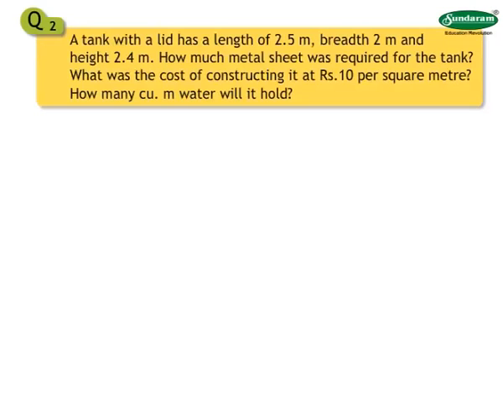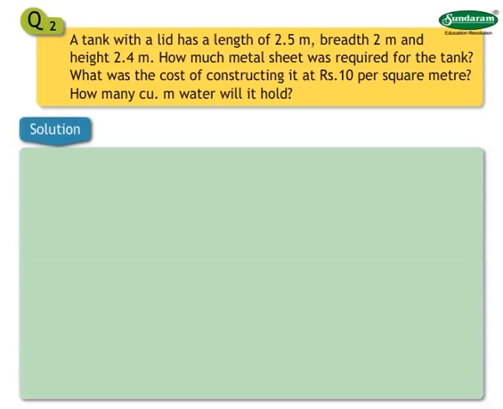2. A tank with a lid has a length of 2.5 meters, breadth 2 meters and height 2.4 meters. How much metal sheet was required for the tank? What was the cost of constructing it at rupees 10 per square meter? How many cubic meters of water will it hold? Solution. Length of tank is 2.5 meters. Breadth of tank is 2 meters.